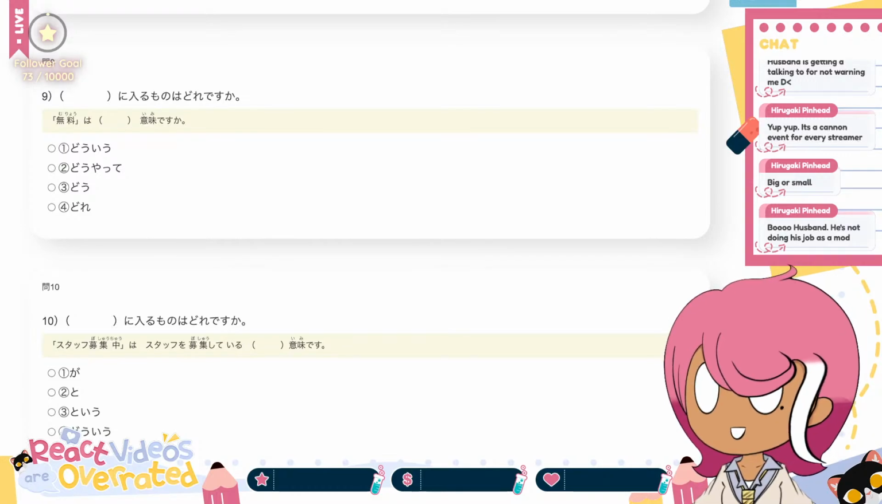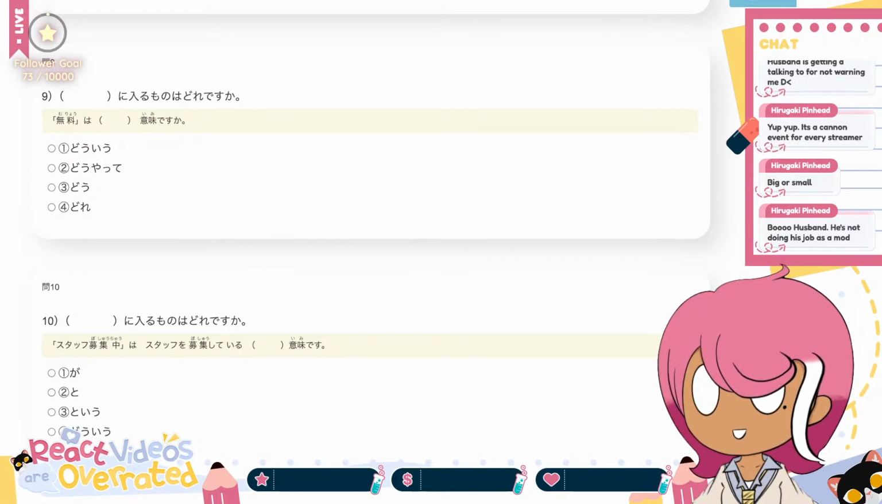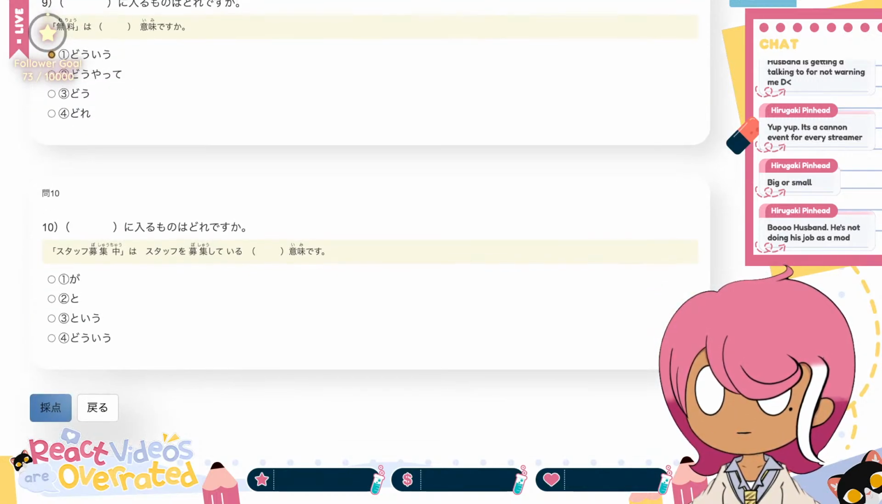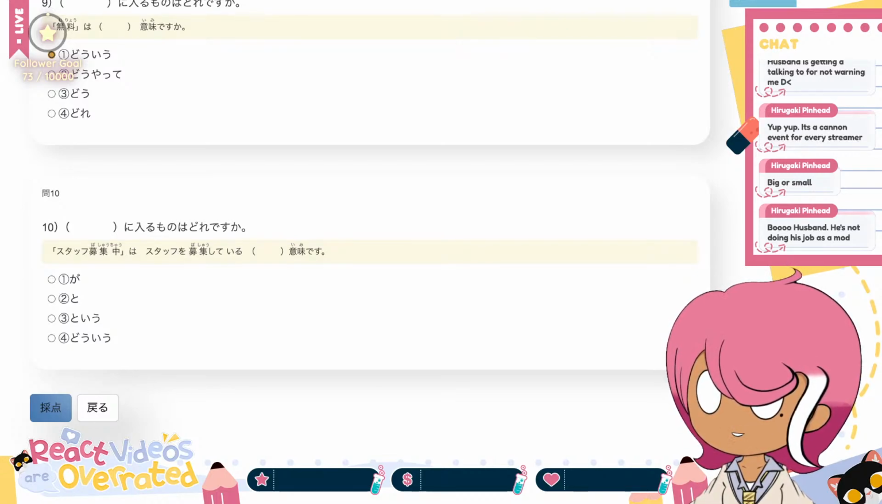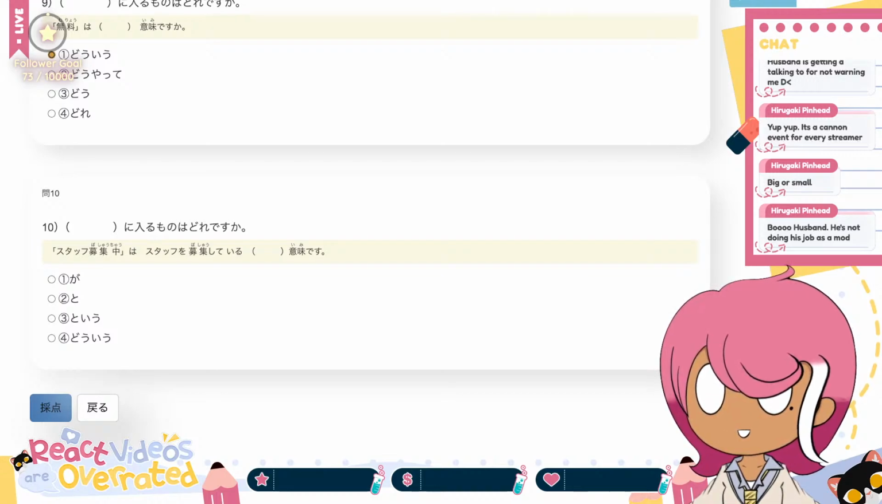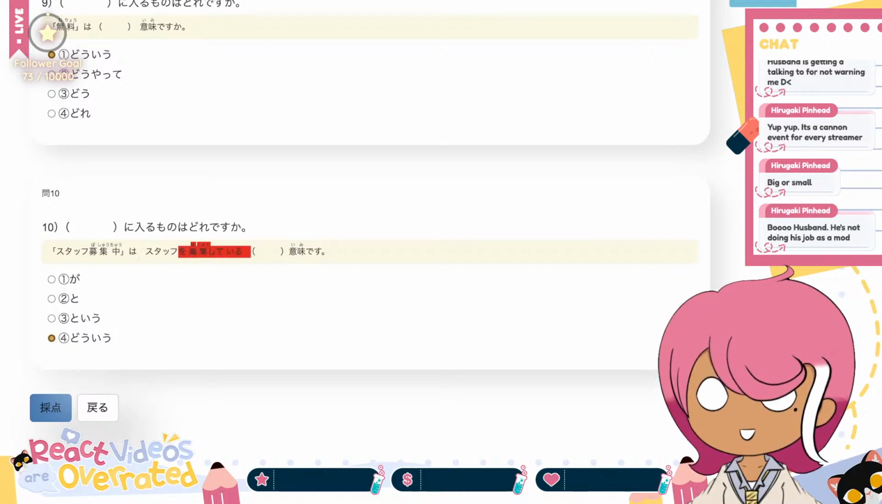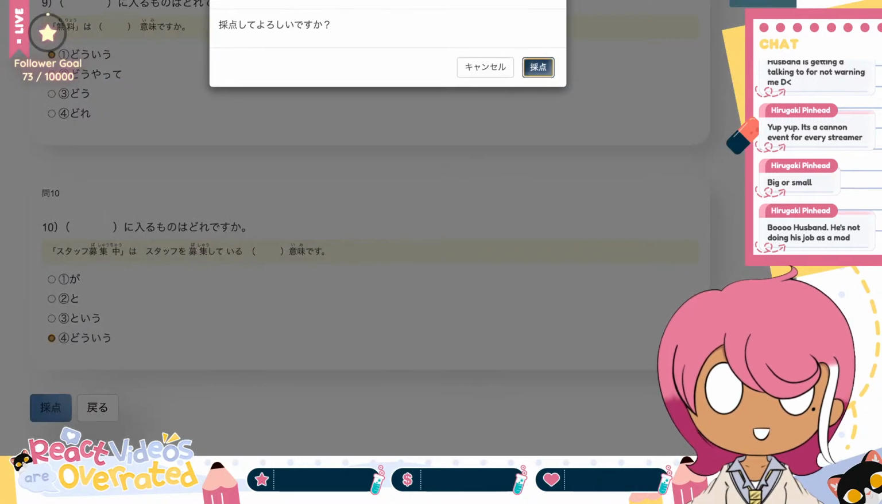無料は、どういう意味ですか？So what does 無料 mean? That's what it's asking. Then スタッフ募集中はスタッフを募集しているという意味です。That doesn't even answer it. You just literally said it again. I hate when they do that, but alright. Let's see how I did.